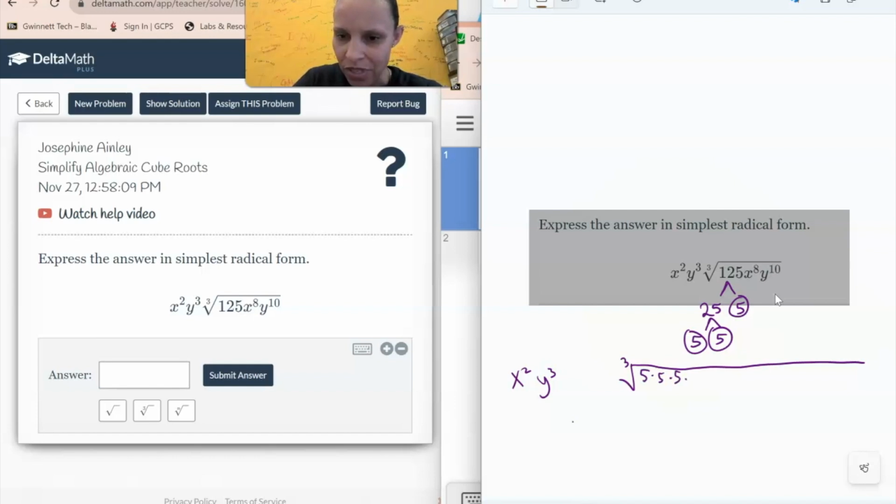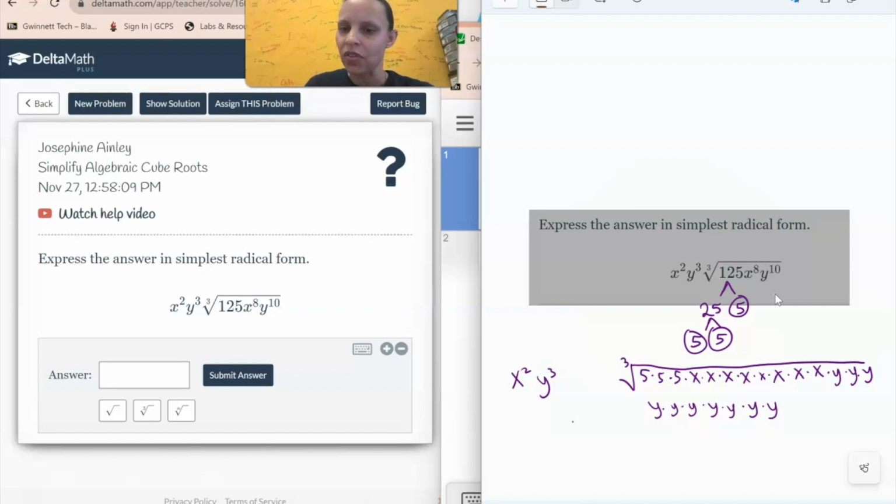x to the 8th power, what does that mean? x times x, 8 times. So that's 1, 2, 3, 4, 5, 6, 7, 8. And then what does this mean? y 10 times, right? y, 1, 2, 3, 4, 5, 6, 7, 8, 9, 10.